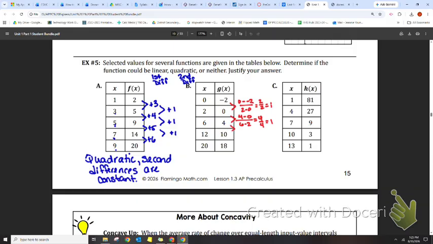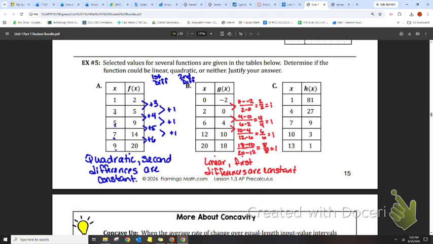All right, so now between when x is 6 and 12, so 10 minus 4 over 12 minus 6, 6 over 6. And then between the interval from 12 to 20, so 18 minus 10 over 20 minus 12 gives me 8 over 8, which is 1. These are my first differences. They are constant, so therefore this is linear. So, first differences are constant.